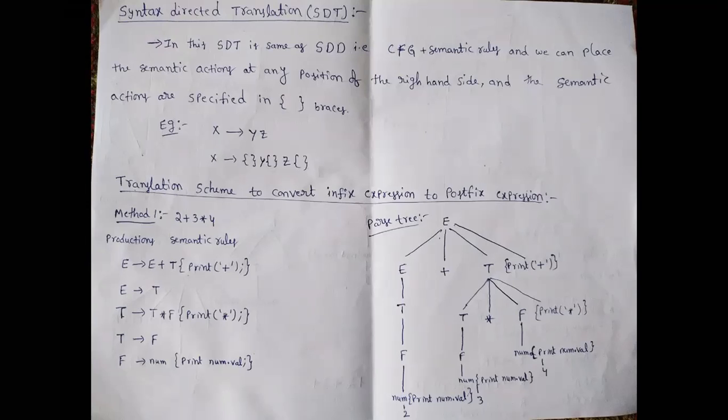The operator placed after the operands is called the postfix expression. Here we are using the translation scheme to convert an infix expression to a postfix expression. In this syntax directed translation we have two methods. Let us take method 1. Here we have the expression 2 plus 3 star 4. In this we have two operators: one is plus and one is star.